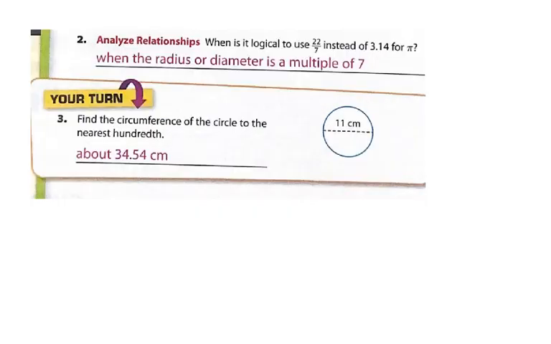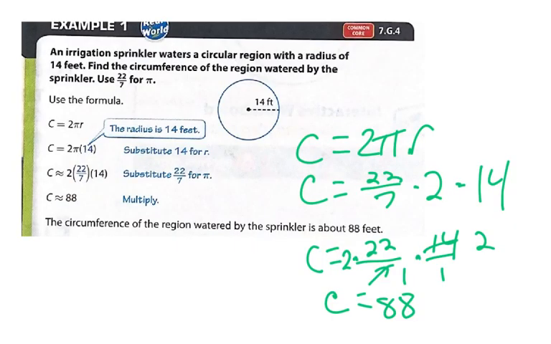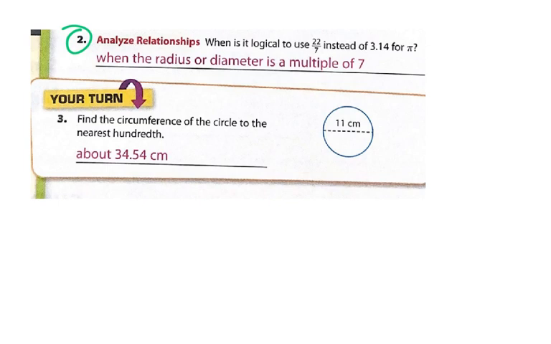So here it says analyze relationships. When is it logical to use 22 over 7 instead of 3.14 for pi? Well, whenever the radius or diameter is a multiple of 7, that's when that works. So in the previous problem, the radius, was it radius? Let's see. Yeah, the radius was 14. So that means the diameter would be 2r.